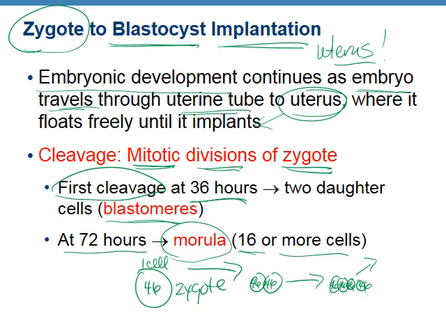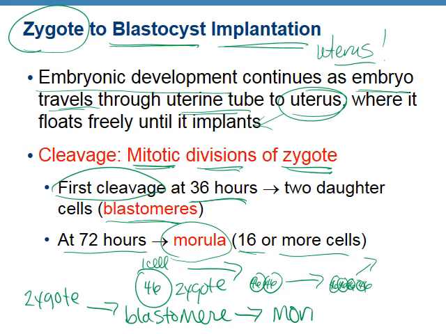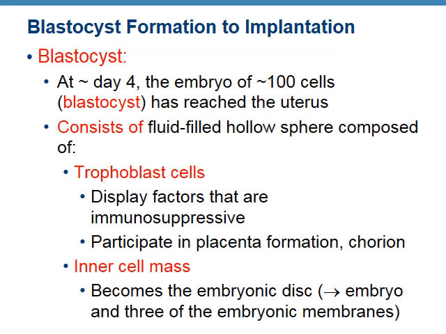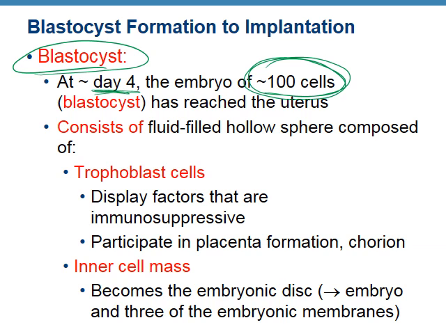So it starts as a zygote. Then we go to blastomere. Then we're going to go to morula. And then we end up at blastocyst. So I'd make sure I could write that out, right? Zygote, blastomere, morula, blastocyst. So at about day 4, we're at about 100 cells, and this is called a blastocyst.